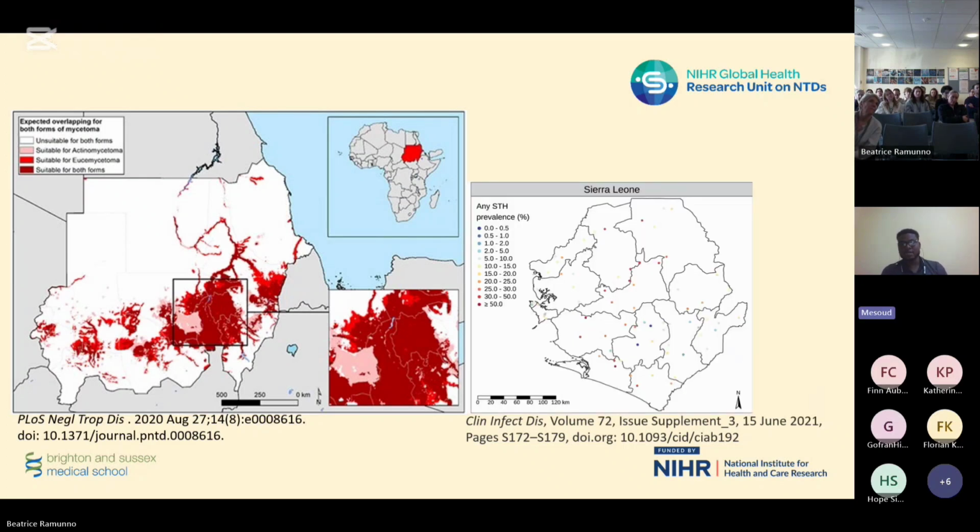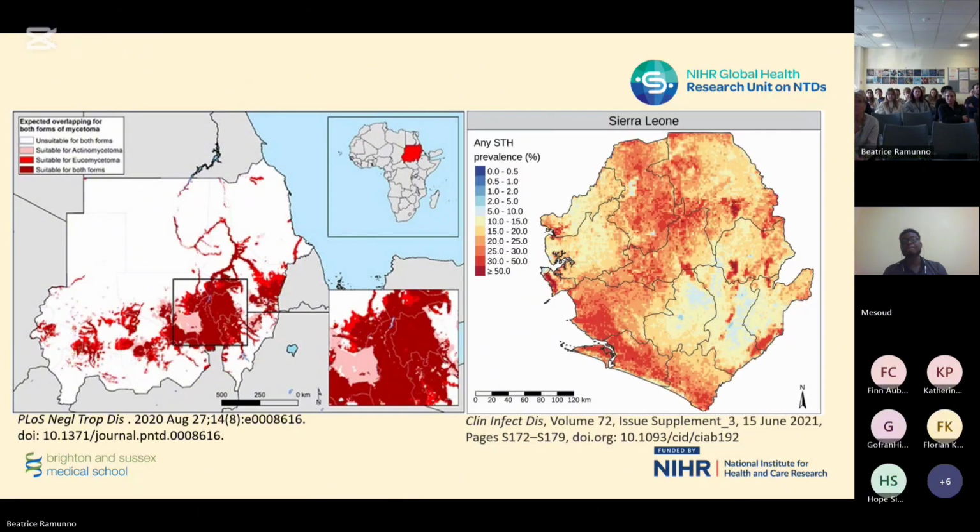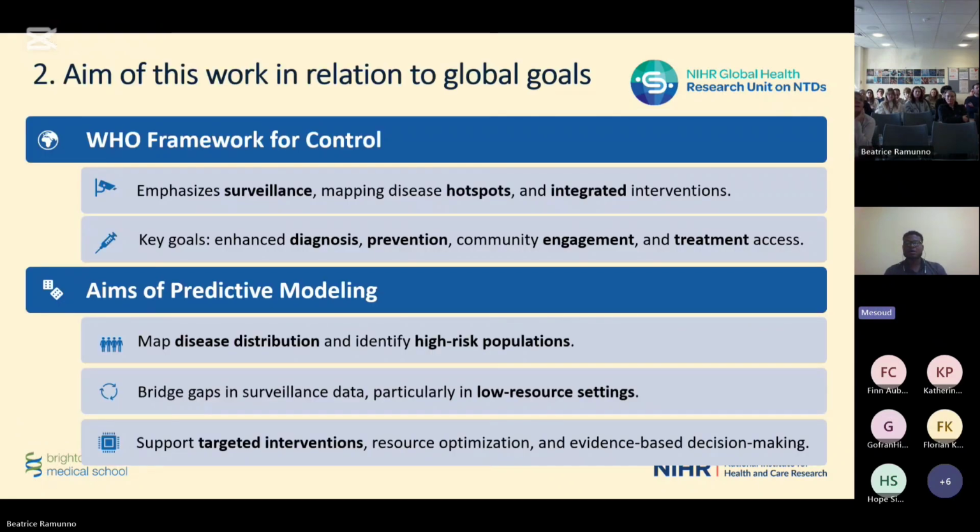Also, there is another example of a prediction model, in Sierra Leone. This is the existing distribution of STH, and the other is the prediction model of it. Next. Yeah, these are distribution models. Next.